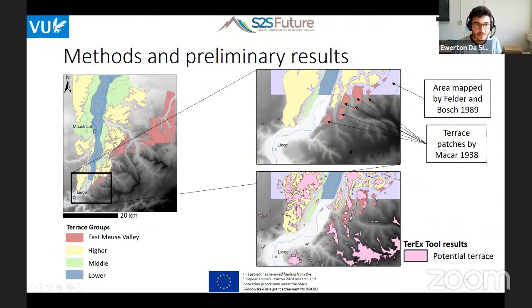And here, something similar. In this purple area, we see the area that was mapped by Felder and Bosch in 1989. And these red patches here are fragments of the East Meuse Valley terraces that were mapped by Makar in 1938. So once again, I'm just putting everything in one single map. And one thing that is interesting here is that the Terrace Extractor tool has suggested that these areas in pink color could be potential terraces. And in this case, the results by this tool have matched quite well with what has been mapped already. So that's a positive result for this tool.